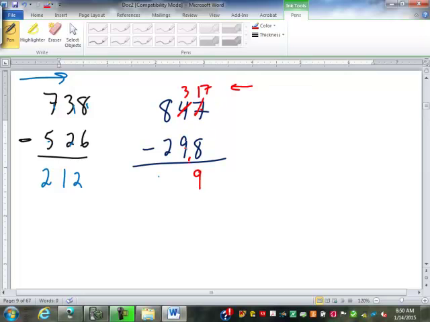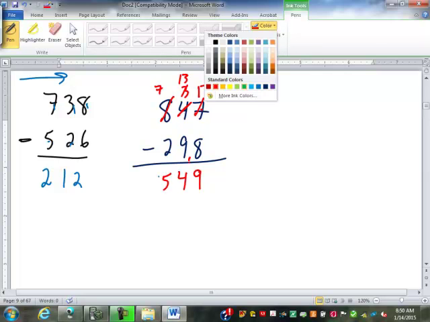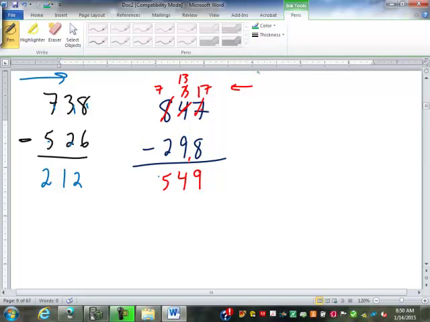3 minus 9 can't be done, so we need to borrow again. That'll be a 7, and this will be a 13. 13 minus 9 is 4. 7 minus 2 is 5. Now again, just like the addition, that borrowing is a relatively modern process.